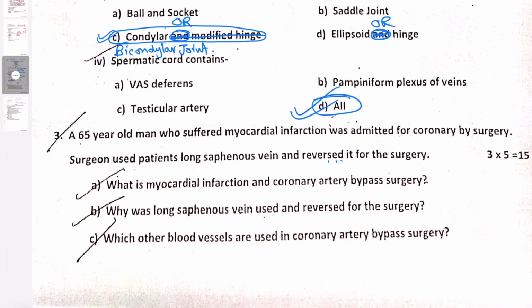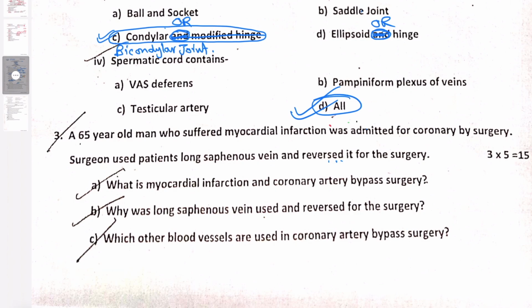A 65-year-old man who suffered myocardial infarction was admitted for coronary bypass surgery. The surgeon used the patient's long saphenous vein and reversed it for the surgery. What is myocardial infarction and coronary artery bypass surgery? Simply, there's lack of perfusion of the myocardium, the muscles of the heart, because of diminished or loss of blood supply to the muscles of the heart. So that is myocardial infarction.